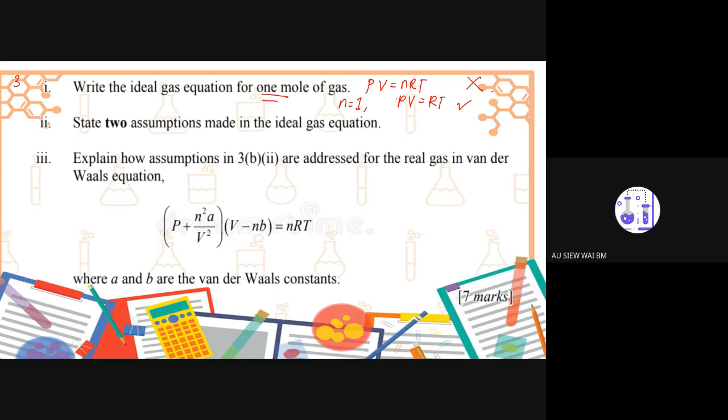Do you get what I mean or not? Understand? So please read the question carefully. If they ask you to write the ideal gas equation for gases, then we use PV equal to nRT. But as stated, for one mole of gas, your n must be changed to 1. Okay?